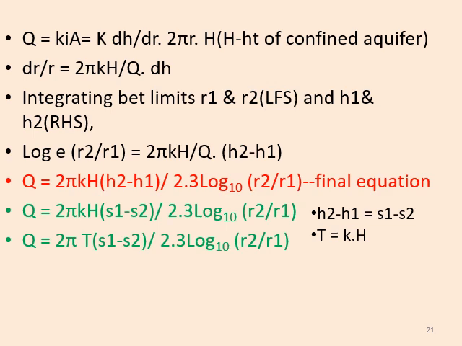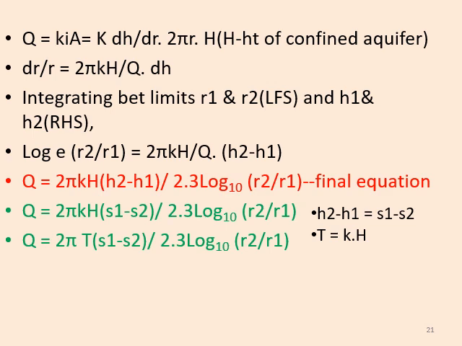So the final basic equation of Q in the confined aquifer is 2 pi K into capital H, which is the total depth or height of the confined aquifer, into H2 minus H1, where H2 and H1 are the water depths in the aquifer, divided by 2.3 log 10 R2 by R1.